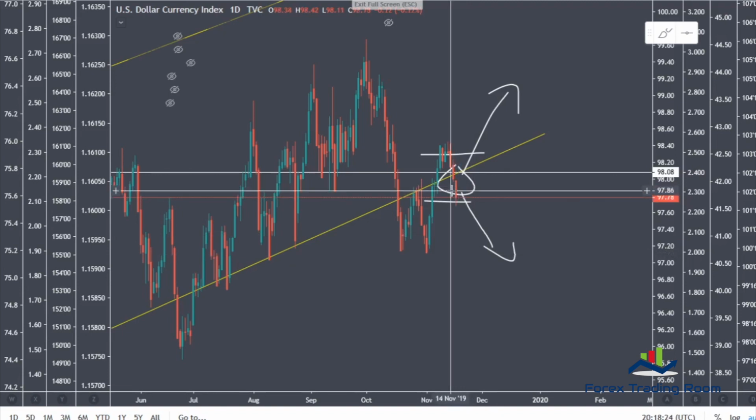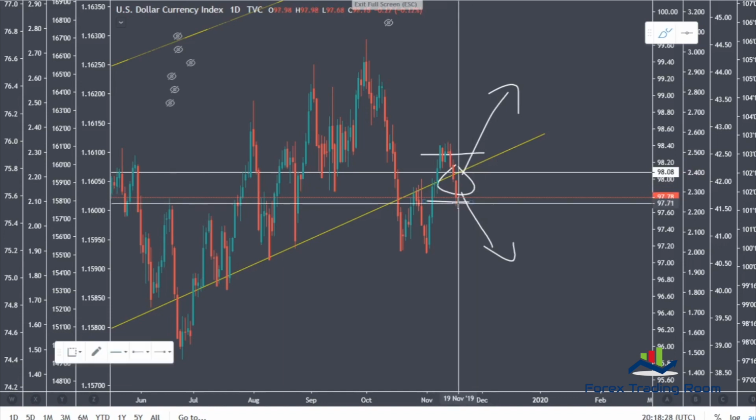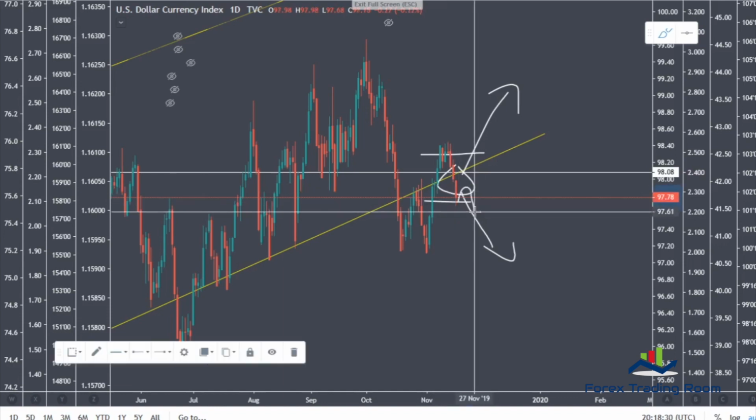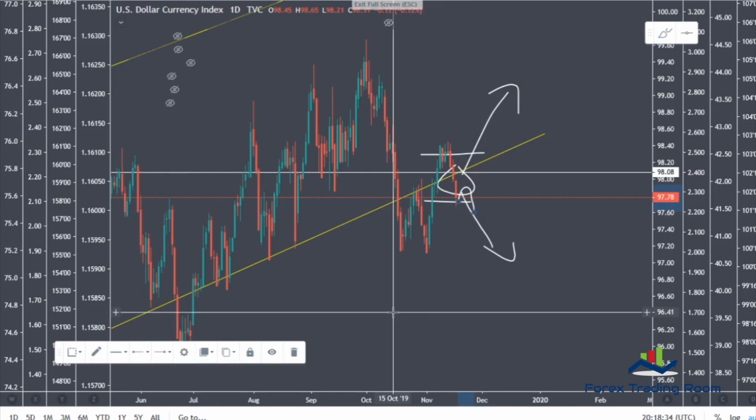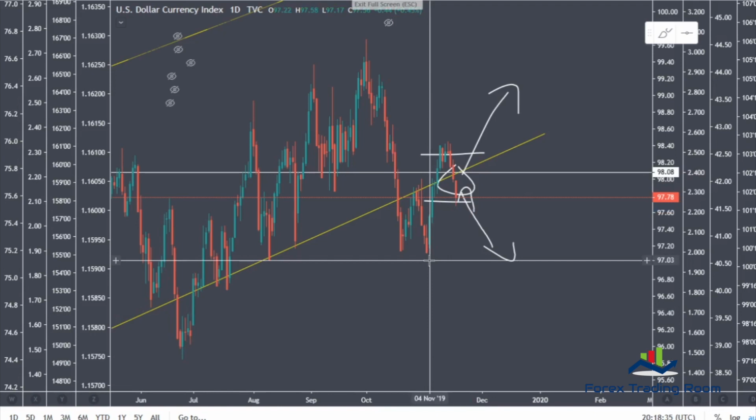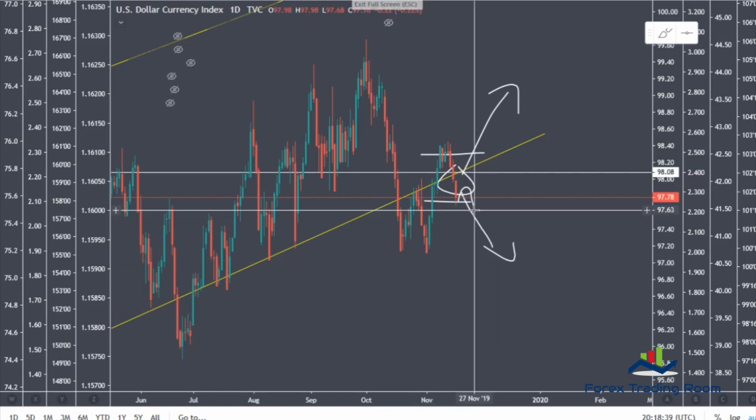We're going to wait and see. But ideally, we would like to see some sort of bounce up and a break. Once we've got the break, we think this will be the good point to start shorting on our dollar pairs.